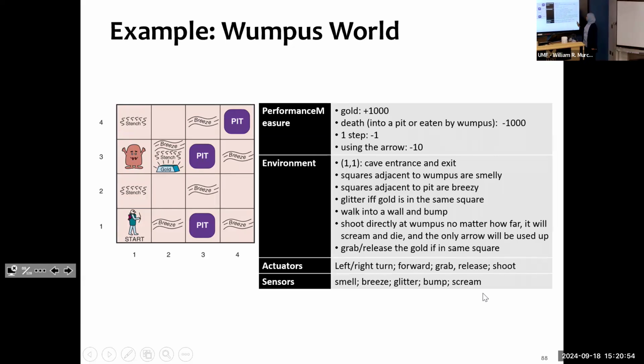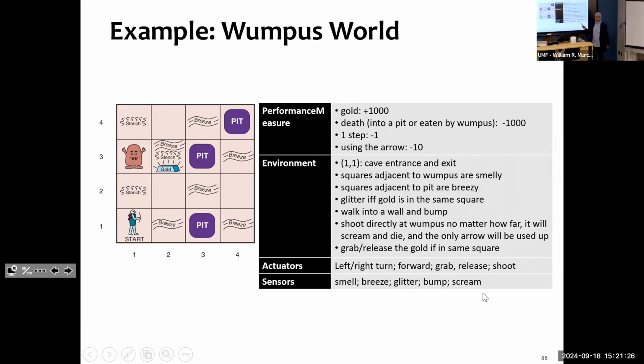No matter how far, it's going to scream and die. The Wumpus is going to scream in that case and die, and that is the only arrow that will be used up. In this environment we can also find the grab or release action, where grabbing the gold means taking the gold. If we are at that same square, we are reaching that gold, okay? So this defines the environment.